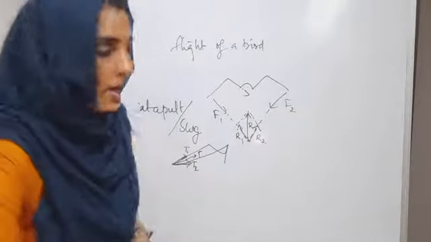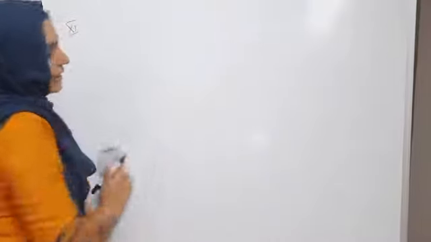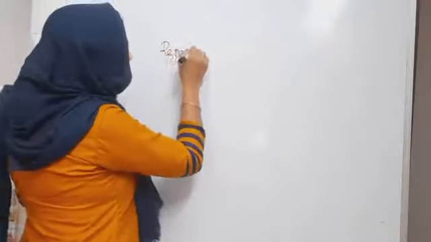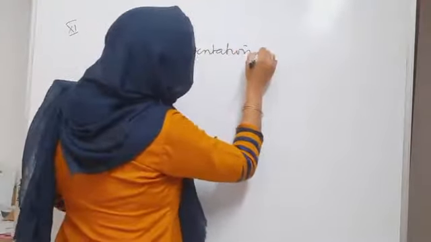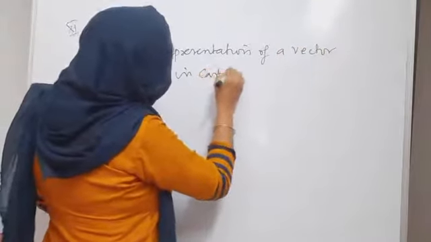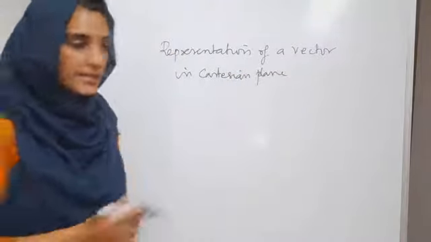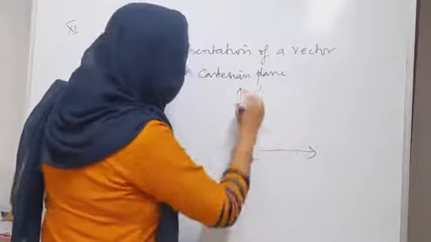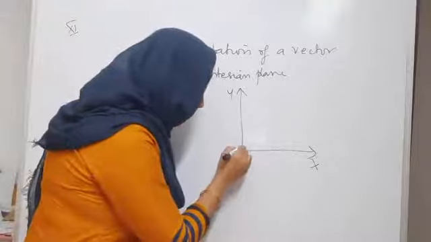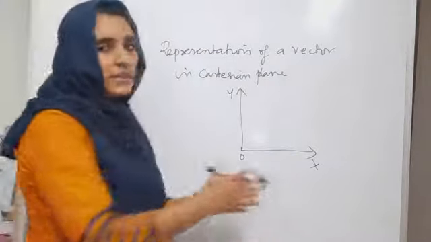So next, let us see how to represent a vector in Cartesian coordinate system, or representation of a vector in Cartesian plane. So what do you mean by Cartesian plane? Cartesian plane is simply a plane where you have two axes, which is the x-axis and then a y-axis, which are perpendicular to each other. These two axes meet at a point which is known as the origin, and they are perpendicular to each other. So this is known as a Cartesian plane.